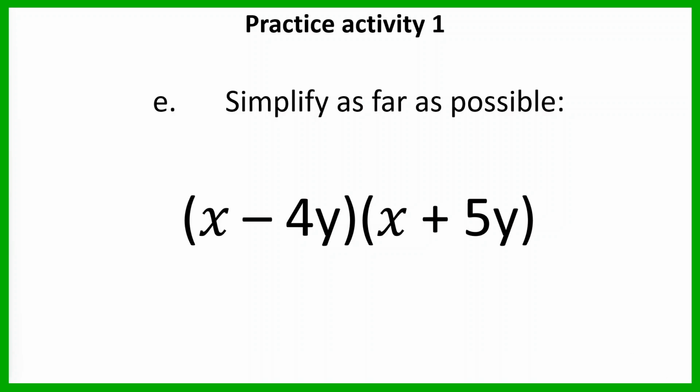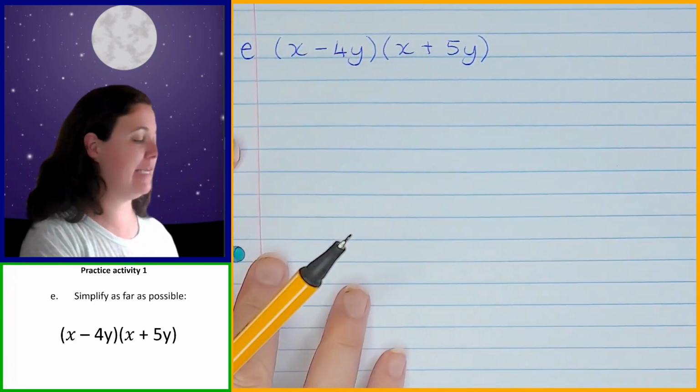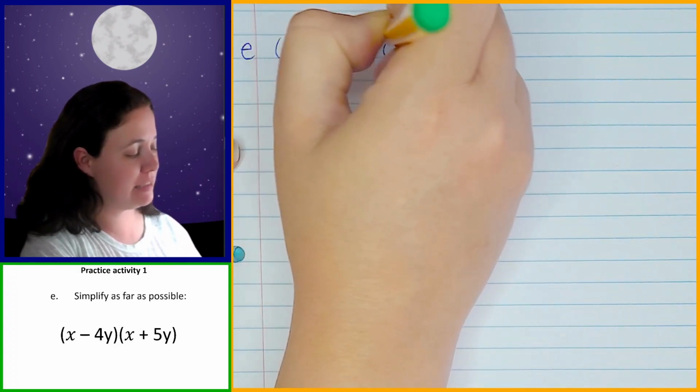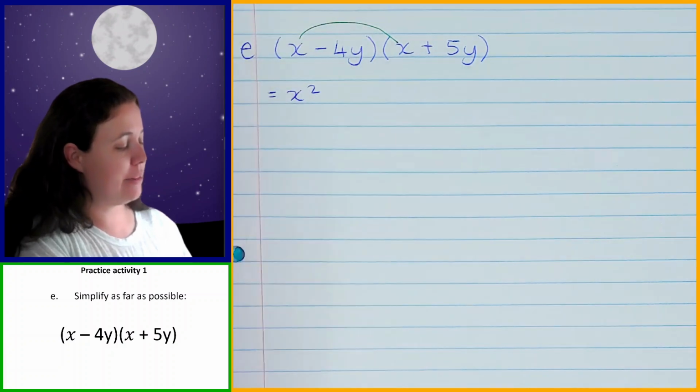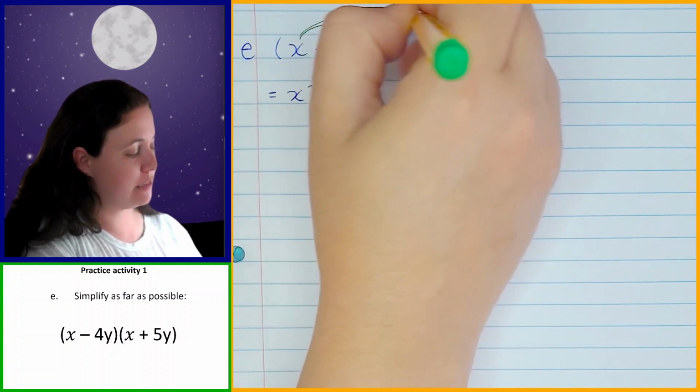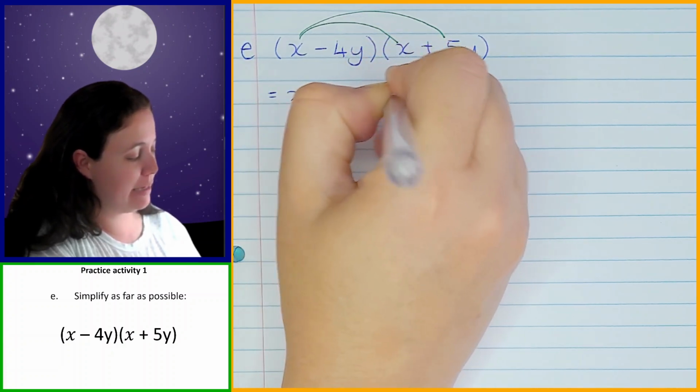Okay, so let's go through that question. So first I'm going to multiply the x in the first set of brackets by each term in the second set. So I've got x times x, that gives me x squared. Then I've got x times positive 5y, that gives me plus 5xy.